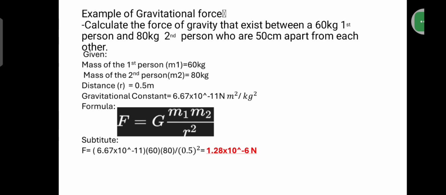So we are going to substitute: F equals 6.67 times 10 raised to the power of negative 11, which is the gravitational constant, times 6 kg, which is m1, times 80 kg, which is m2, over 0.5 squared, which is the distance. And we get the answer of 1.28 times 10 raised to the power of negative 11 newtons.